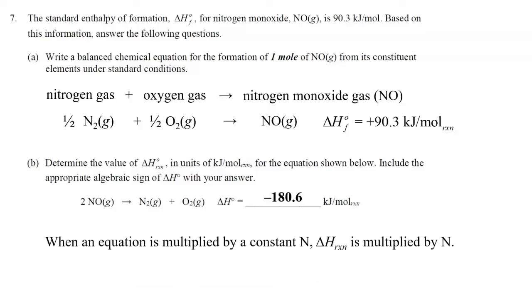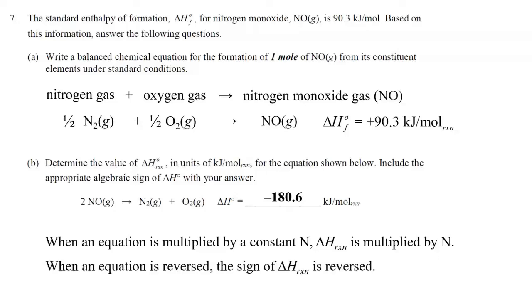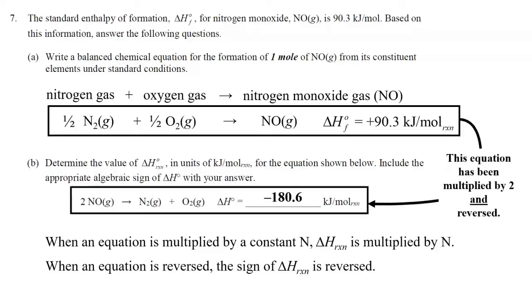So in summary, 2 changes were just made. When an equation is multiplied, where each and every coefficient is multiplied by a particular constant, then delta H is multiplied by that same constant. And if a chemical equation is flipped around or reversed, then the sign of delta H would be reversed as well. So from the reaction in part A to the reaction in part B, it was multiplied by 2 and reversed. So 90.3 was multiplied by 2, and then the sign was changed to get the value for delta H for this new reaction.